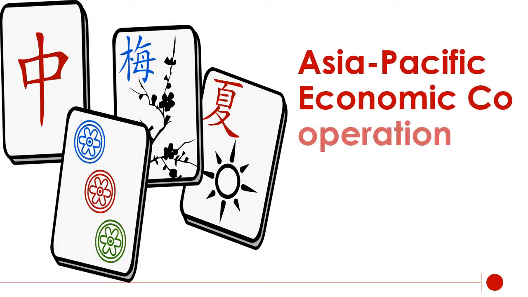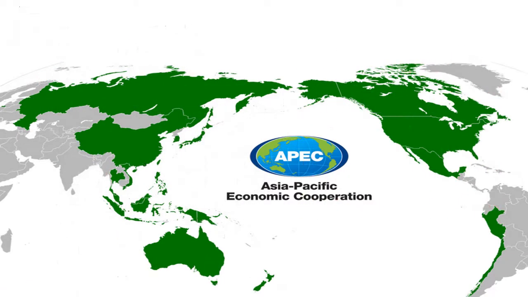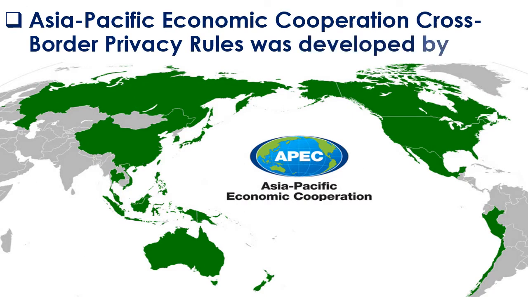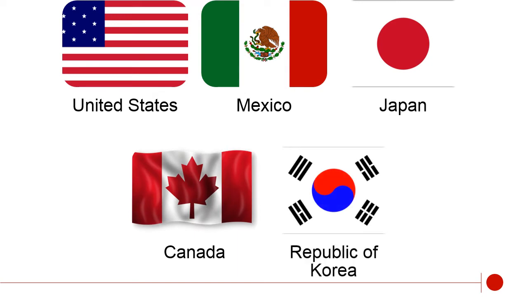Asia-Pacific Economic Cooperation Cross-Border Privacy Rules. The Asia-Pacific Economic Cooperation Cross-Border Privacy Rules was developed by APEC. The five participating APEC CBPR countries are the United States, Mexico, Japan, Canada, and the Republic of Korea.